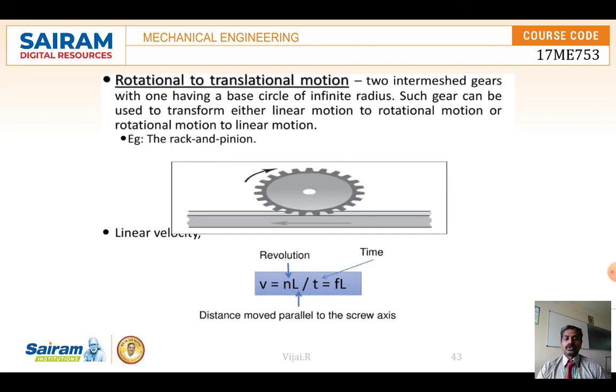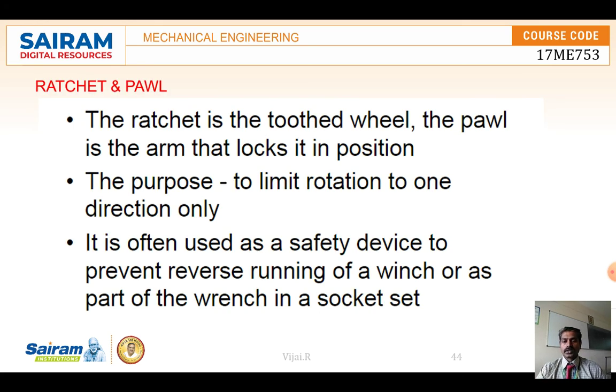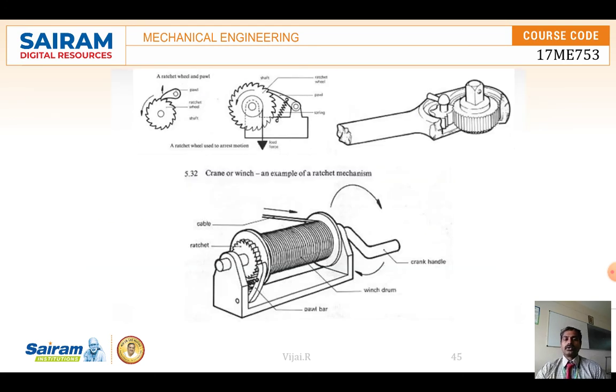To convert rotary to linear motion, we can have a rotary to linear mechanism, that is a rack and pinion, where rotation is converted into linear motion. And the ratchet pawl mechanism is used to make one directional rotation, limited to one direction. So when a pull or push direction is needed, we can use this ratchet pawl mechanism.